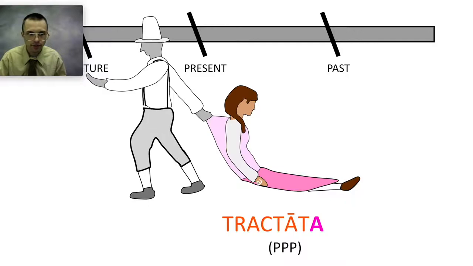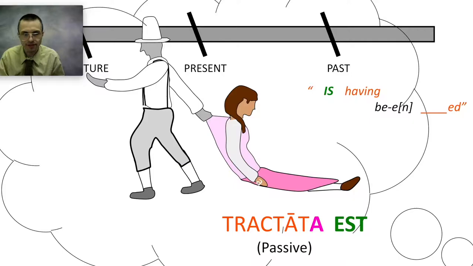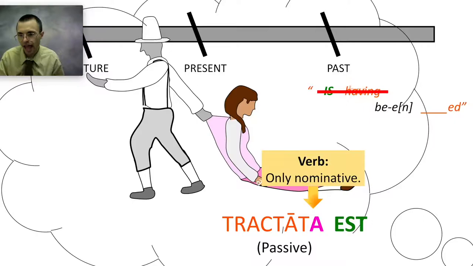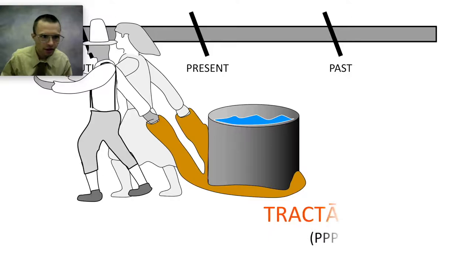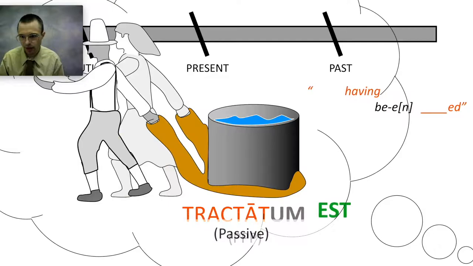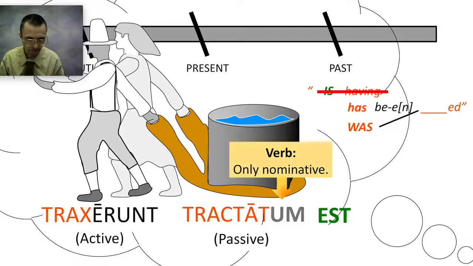Okay, so let's do another. Tractata, nominative, is just the participle, which just means dragged. But est means is having been dragged, or is dragged, or has been dragged, and there's your perfect passive. Or was dragged. And that's the opposite, of course, of traxit, which is active. He dragged. All right, tractatum. Adjective plus est becomes is having been dragged, or has been dragged, or was dragged. And traxerunt, they dragged. So they dragged, and it was dragged.